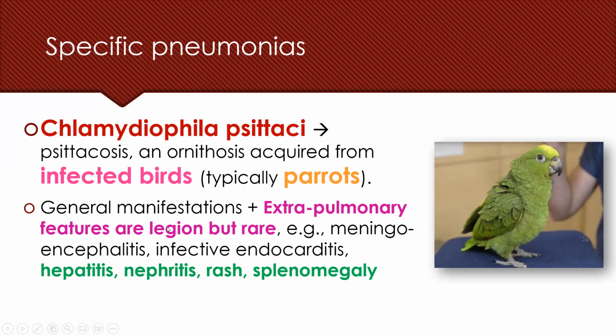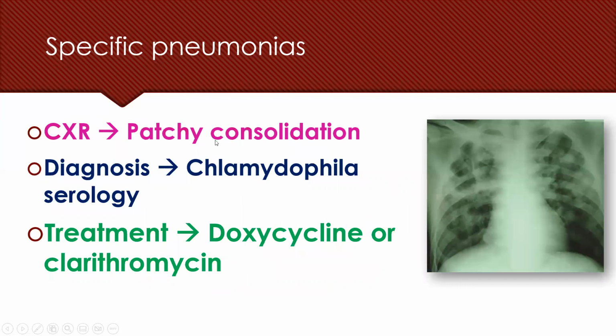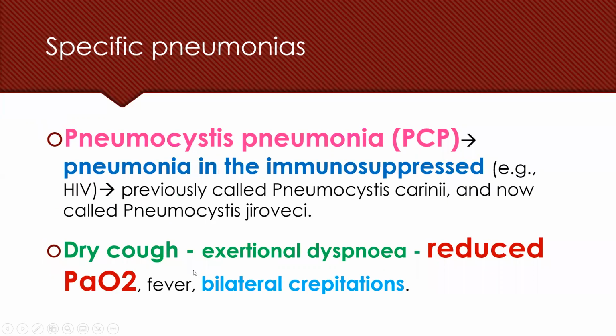Extrapulmonary features are legion here, but they are there, including meningoencephalitis, infective endocarditis, and again, you may find hepatitis, nephritis, rash, or splenomegaly. The chest X-ray is a patchy consolidation, as you can see, and diagnosis again is by Chlamydophila serology, and the treatment is by doxycycline or clarithromycin.